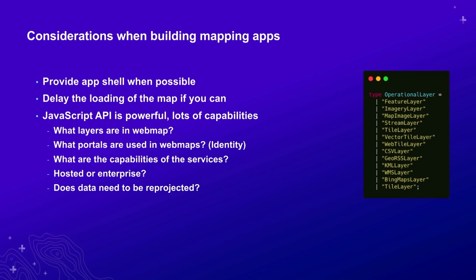I need a web tile layer maybe, or maybe I need a KML layer. I need to load these different modules at runtime to be able to make everything work, right? What portals are used in the web maps? Do I need to have authentication enabled because they're secured services? What capabilities are the services?